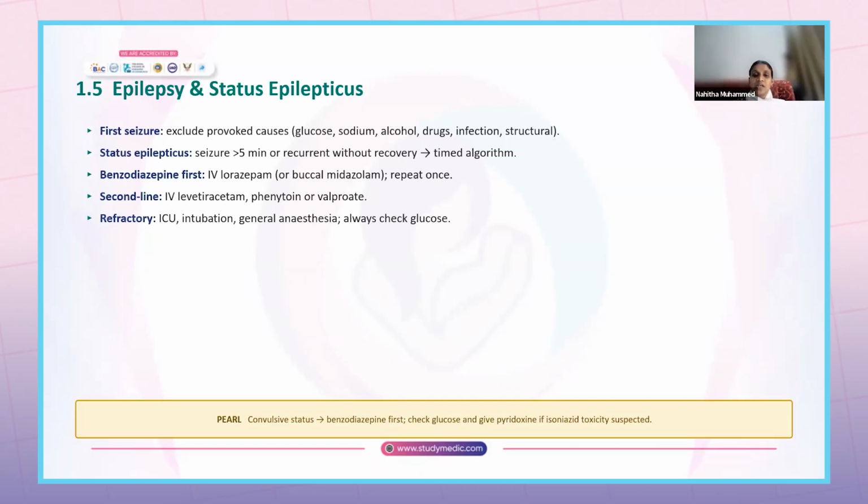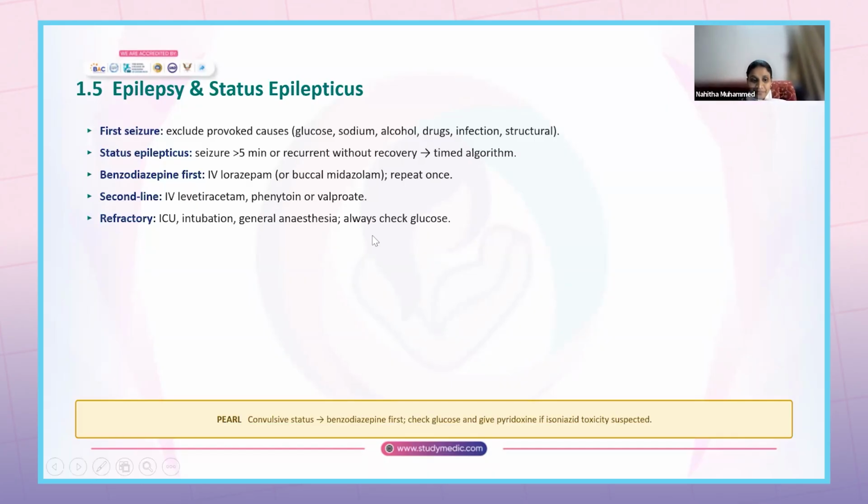What is the second treatment? Second treatment is also the same thing, that is benzodiazepine. So twice we can give benzodiazepine. The third time only we can choose the second line options like IV levetiracetam or phenytoin or valproate. And refractory cases, we go for ICU, intubation, general anesthesia, and further we have to check for the causes.